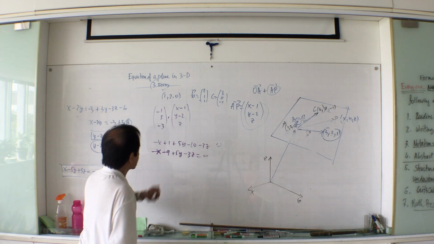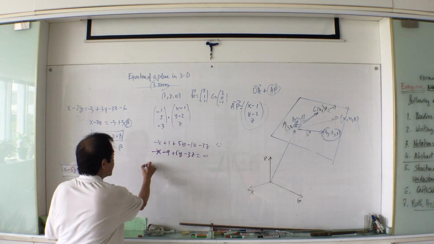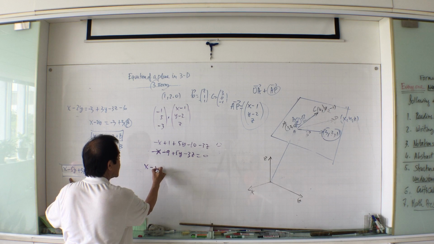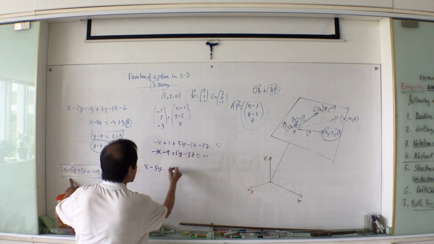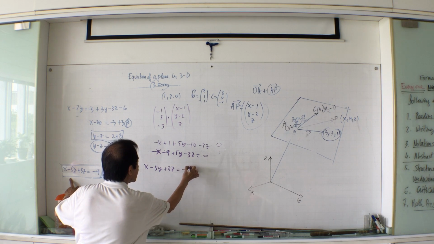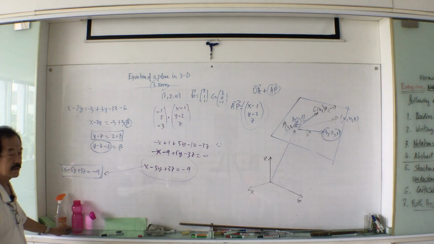Okay, so I put x to the right side and have positive x. I put 5y to the right side, you get minus 5y. I put minus 3z to the right side, I have plus 3z, and I keep the negative 9 on the left side. So we have exactly the same answer.